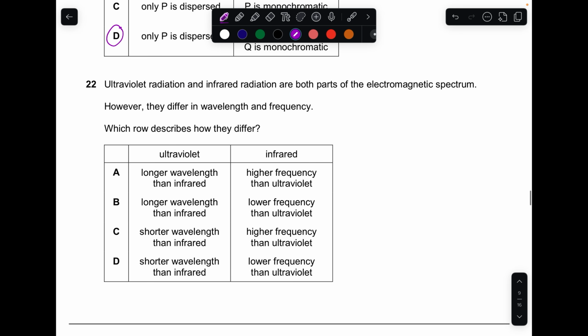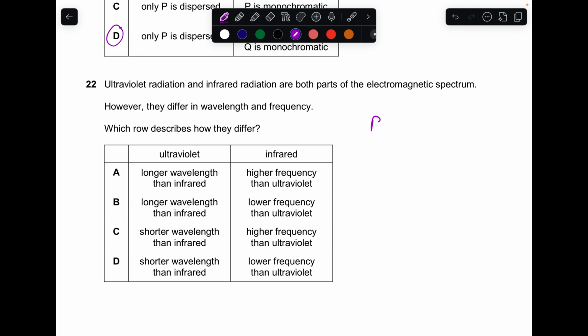Question 22. Ultraviolet radiation and IR radiations are both parts of the electromagnetic spectrum. However, they differ in wavelength and frequency. Which describes how they differ? Okay. So if you remember the electromagnetic spectrum, there are radio waves, then microwaves, then IR, then visible, then UV, then X-ray, then gamma ray.